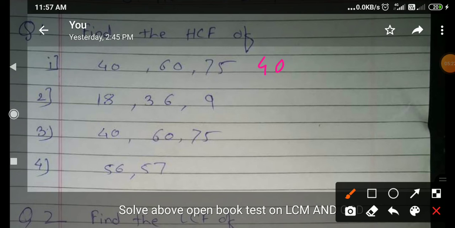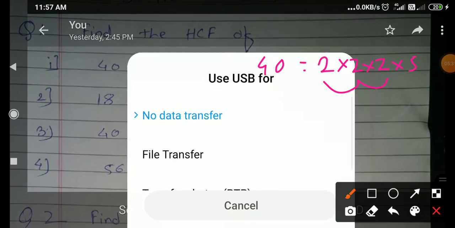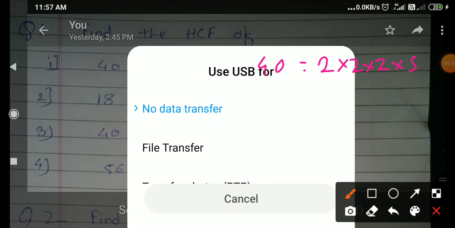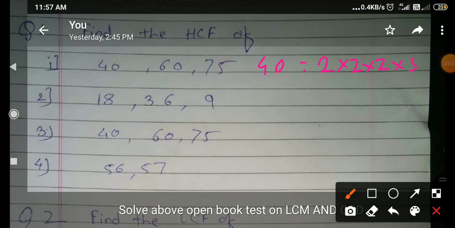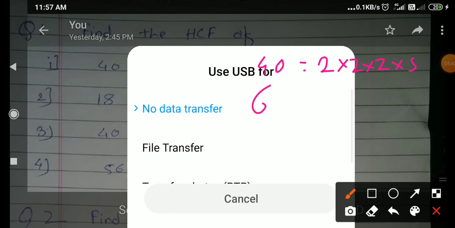40 is equal to how much? 8 5s are 40, so 8 means 2 into 2 into 2 into 5. 2 2s are 4, 4 2s are 8, and 8 5s are 40. In this way we take out the factors of 40. And then here, after 40, we have to take 60.